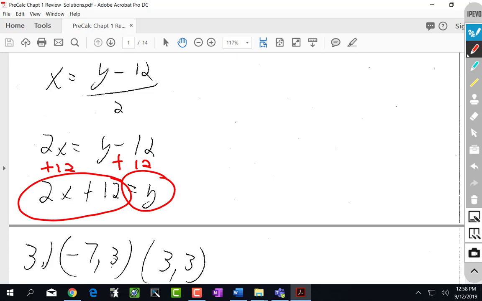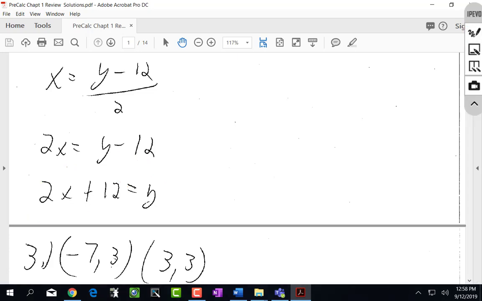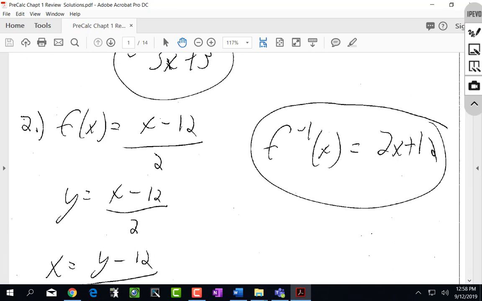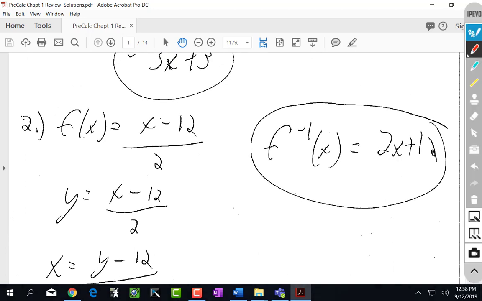Now that I've found the inverse, I just need to go ahead and change that back to a function and our new notation. So I'm going to change this y to f inverse of x, all equals 2x plus 12.